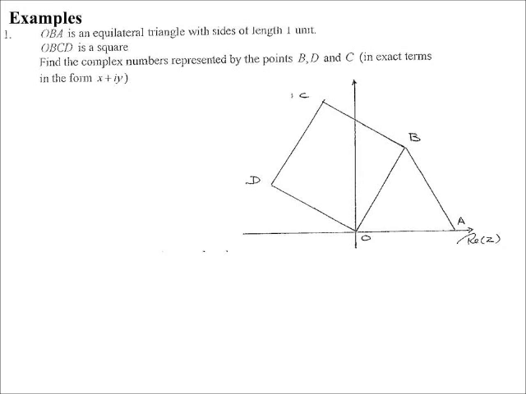Okay, let's find B. The vector OB would be the vector OA. They've told me it's an equilateral triangle, therefore that angle is 60 degrees, or pi on 3. So this time I've rotated pi on 3, so the multiplication is just cis pi on 3. OA is simply 1.